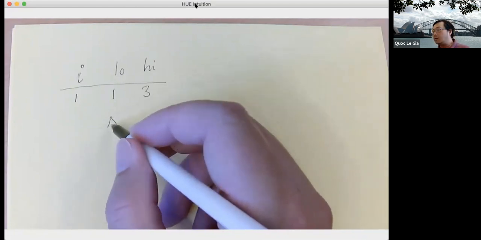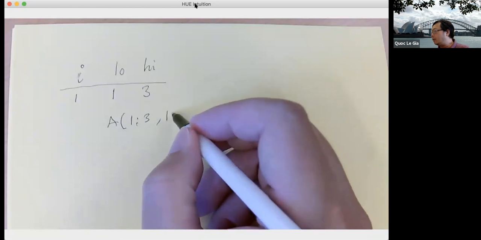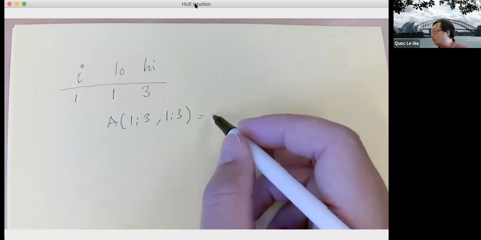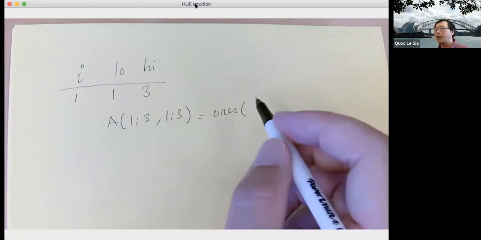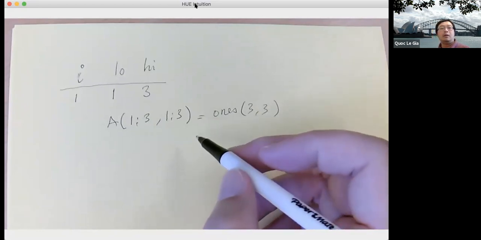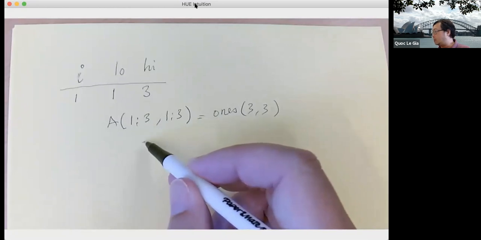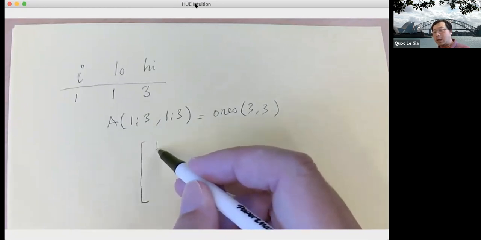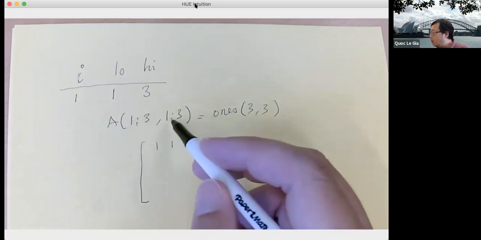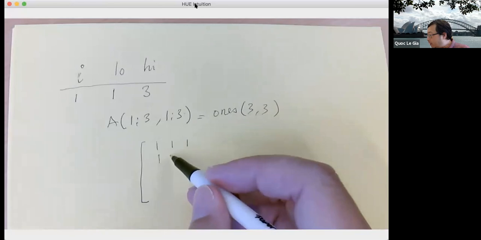Now you say A(low:high, low:high), so it will be A(1:3, 1:3) equal to I, which is just equal to 1, times ones(K,K), and remember K is just equal to 3. It's integers N over M, but in our case it's equal to 3. I just want to make it concrete, so you can see what is going on here. Then the matrix A will look like this: from row 1 to row 3, column 1 to column 3, you set it equal to 1. So it's just a 3 by 3 block.